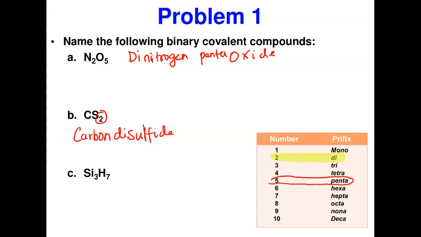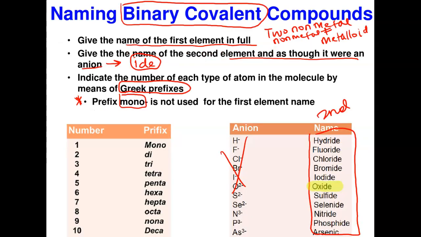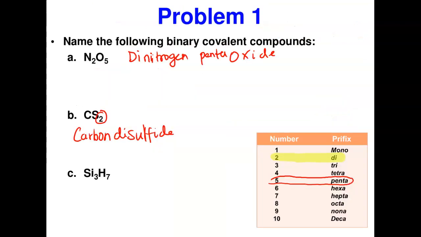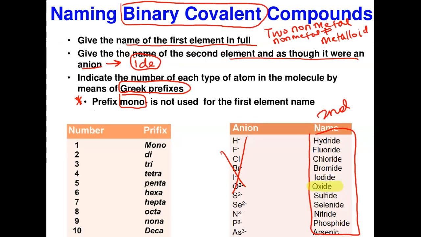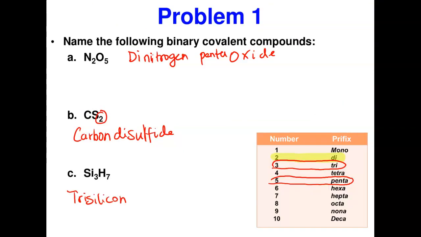Now, for this one, we go back. The silicon. Remember, we said it can be a metalloid or a non-metal. That's exactly what we have now. This is a metalloid, and this is silicon. How many silicon atoms do we have there? 3. 3 means tri. So we're going to say trisilicon. How many hydrogen? Hydrogen, if you put -ide, becomes hydride. But how many of it do we have there? Let's go back. We have 7 of it, and 7 is hepta. So it's going to be trisilicon hepta.